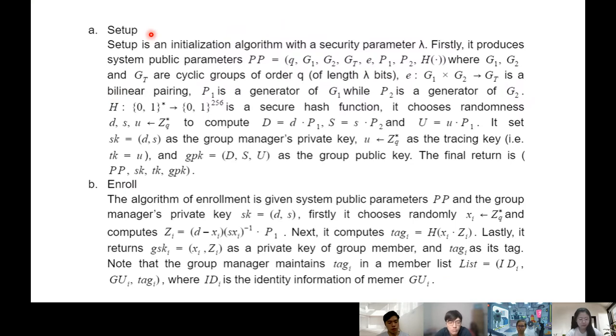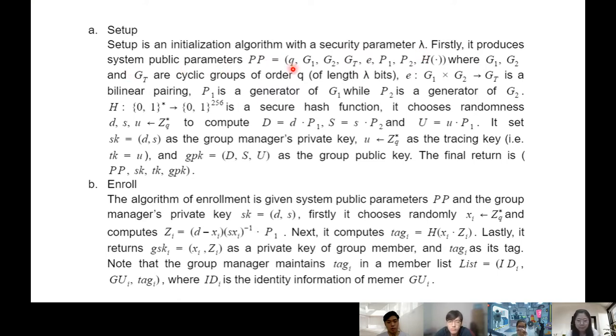Okay, so in total we have six steps. The first step is setup. In setup, we need to give the initializations to all the things. Firstly, with the security parameter lambda, we need to produce a system public parameter.